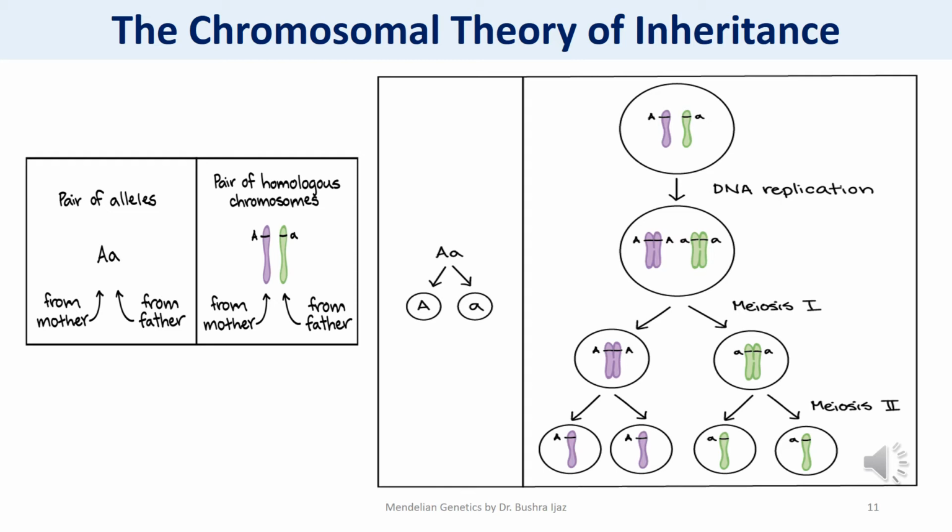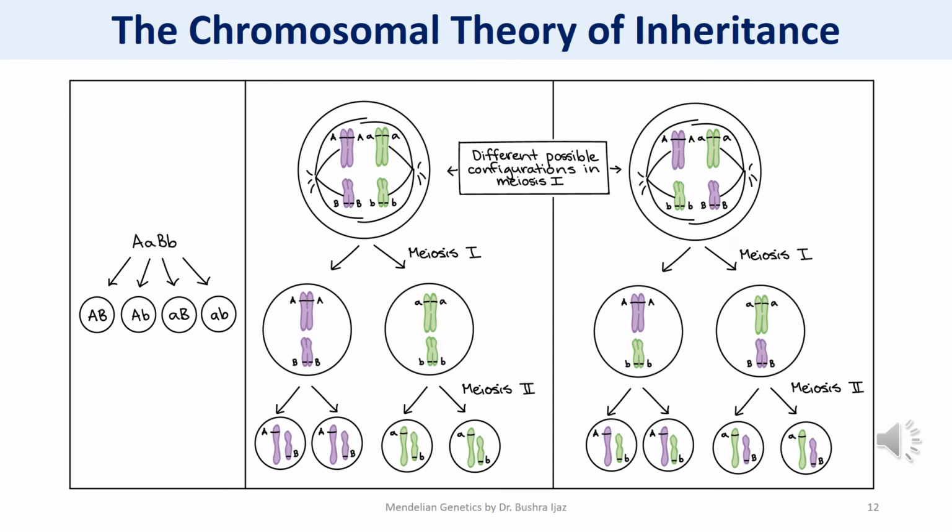And then you see the segregation of the chromosomes into gametes during meiosis. One homologous chromosome bears an allele capital A, while the other bears an allele small a at the corresponding location. During meiosis 1, the homologous chromosomes separate. And during meiosis 2, the chromatids of each chromosome separate. Ultimately, four gametes are produced, and two contain a chromosome with an allele capital A, and two contain a chromosome with an allele small a.